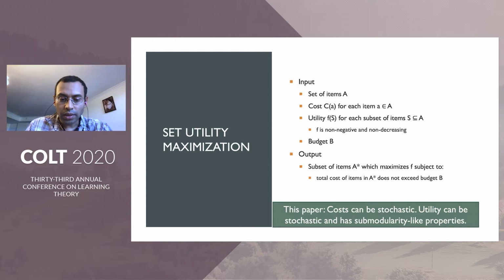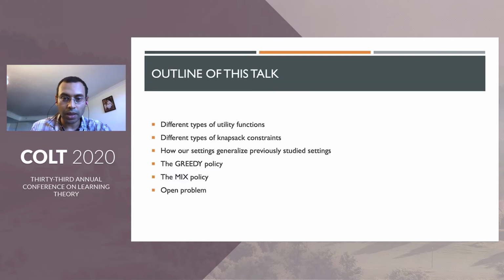What is going on in this paper is that we consider a setting where both the costs and the utility function can be stochastic. And the utility function additionally has submodularity-like properties, and we will define what this means in a minute.